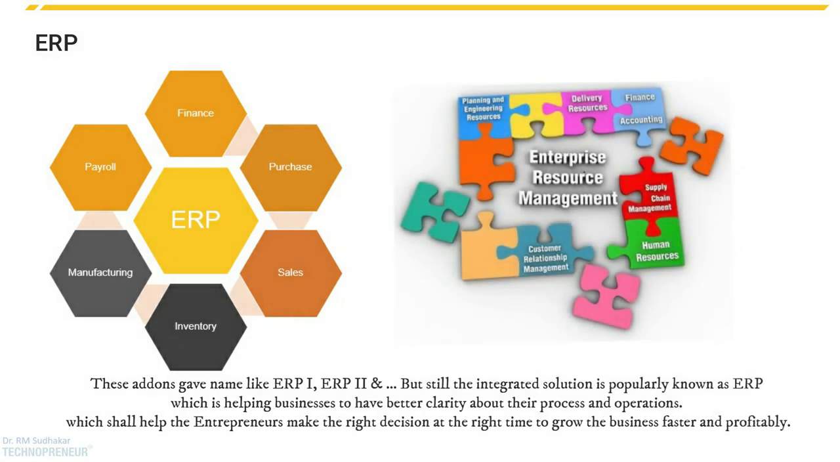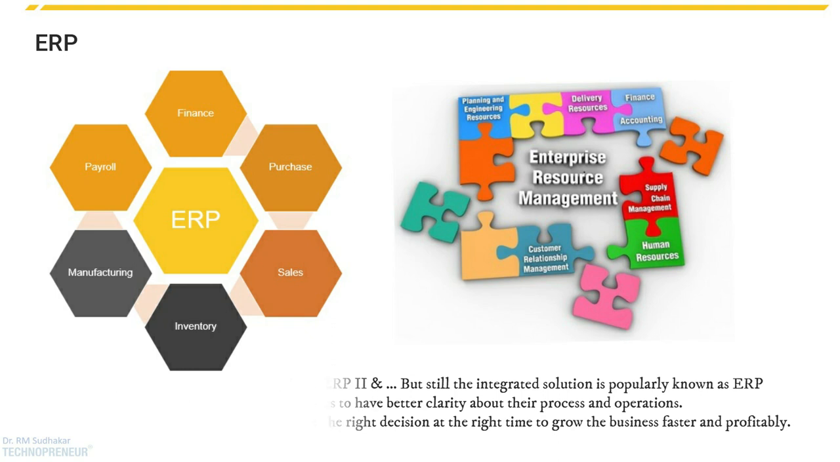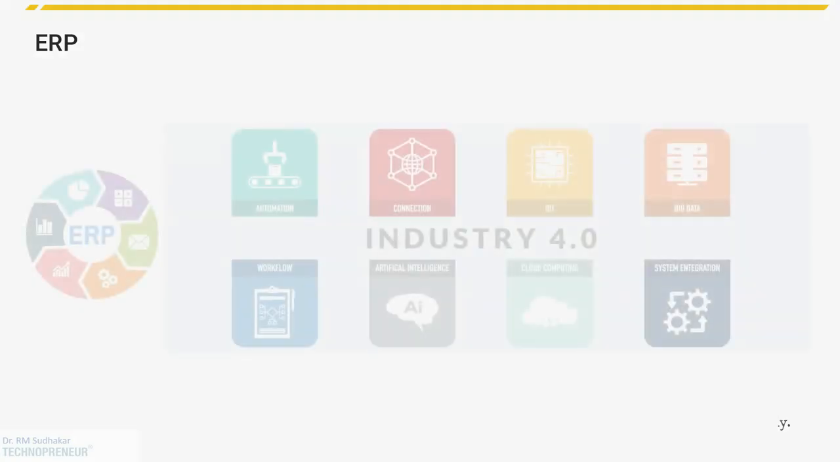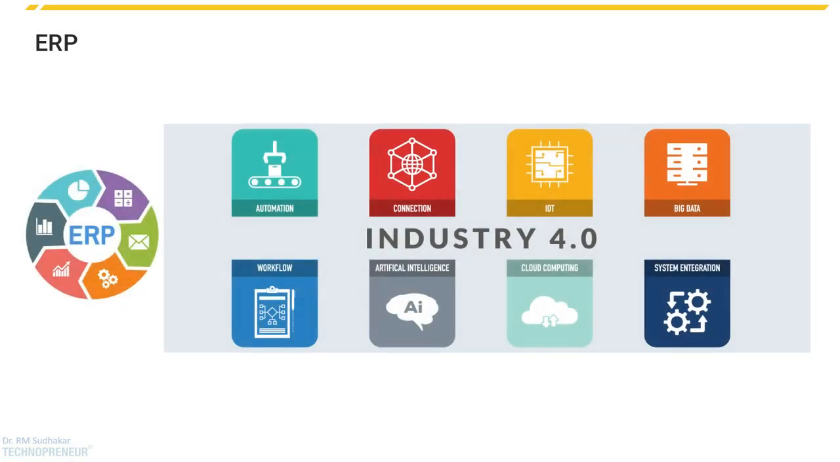But still, the integrated solution is popularly known as ERP, which is helping businesses to have better clarity about their process and operations, which shall help the entrepreneurs make the right decision at the right time to grow the business faster and profitably. ERP is further scaling up and bringing the latest technology in its forte, which include IoT, Internet of Things, machine learning, big data and AI, that is artificial intelligence.